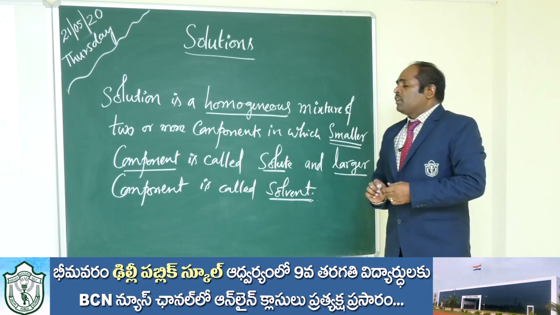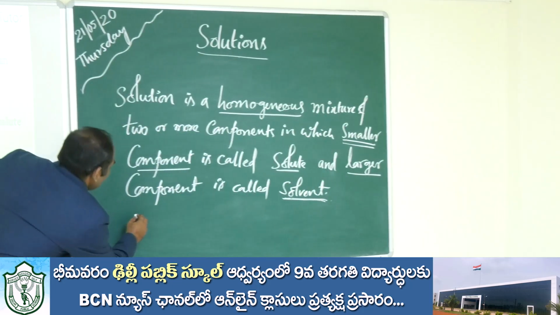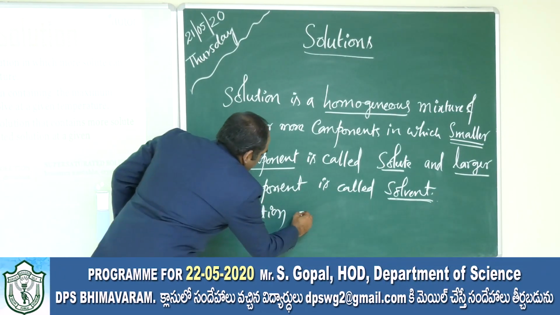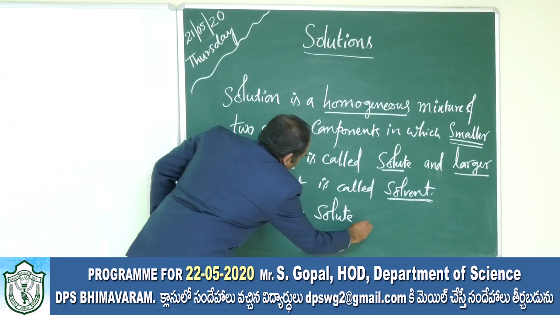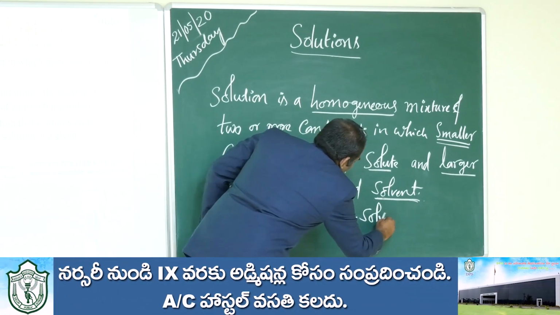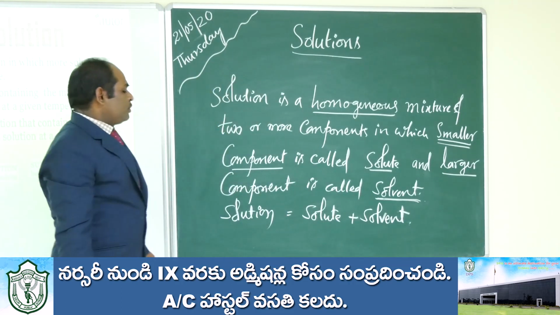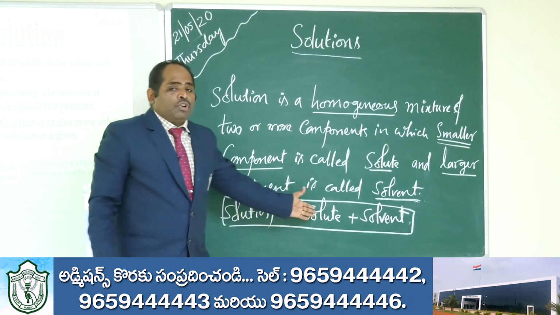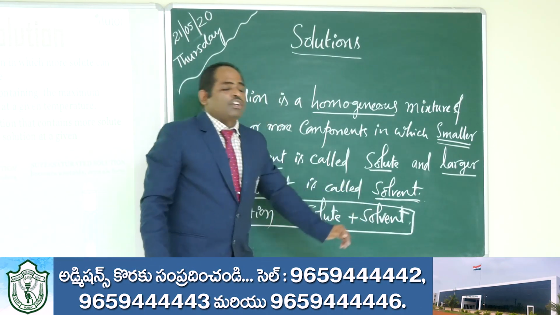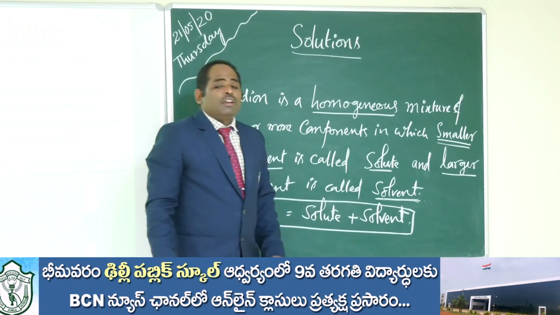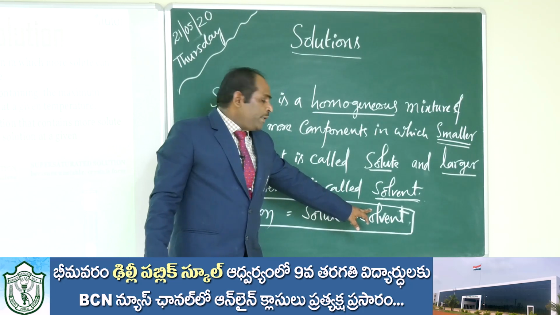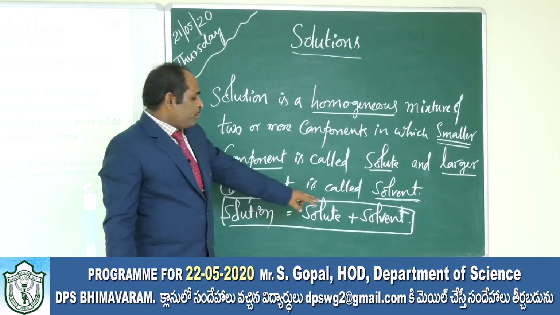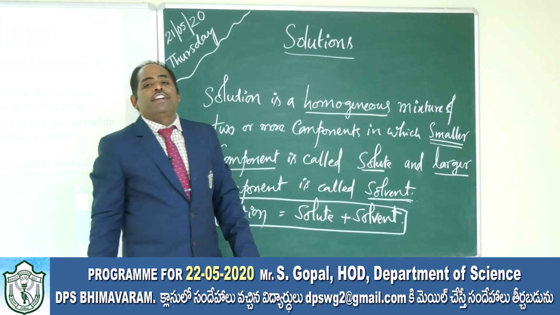Now you can write it simply. What is solution? Solution is equal to solute plus solvent. Clear? The solute is a smaller component and solvent is a larger component. Based on solvents, meaning larger components, solutions can be classified into three types.